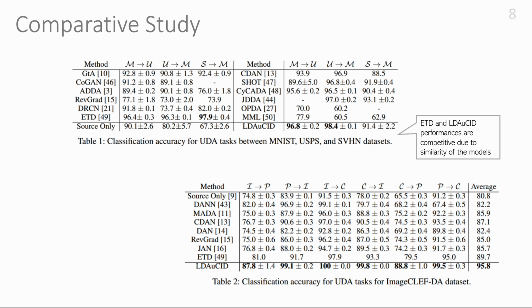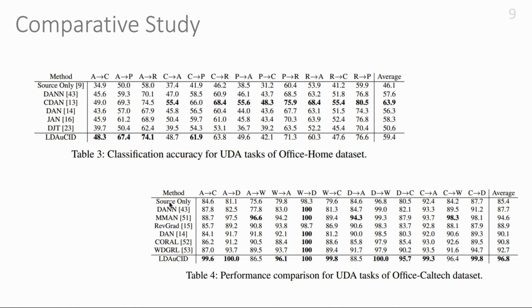Looking at some comparisons. For the first one, we see that ETD and LDACID perform very similarly. That's because LDACID and ETD have similar distance metrics. Next, we have very good classification accuracy for table 2. That is because it's a very balanced dataset, so it reduces bias and it's closer to a real distribution. Now we're looking at table 3, the Office-Home dataset, where we see that LDACID has not performed very well, but neither have the other ones.